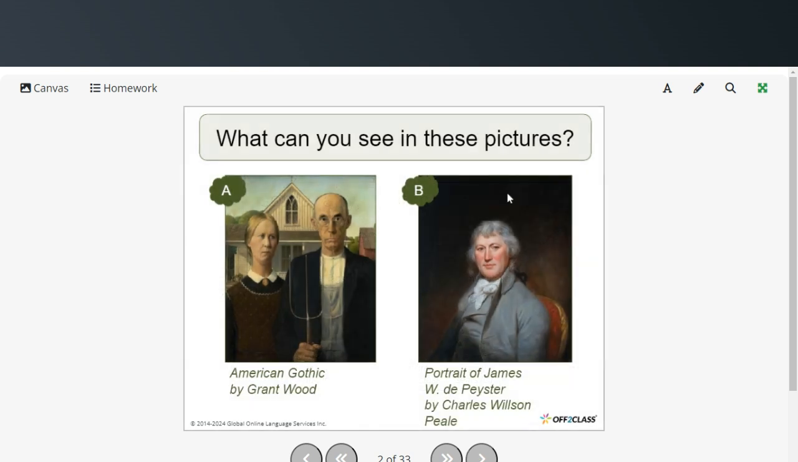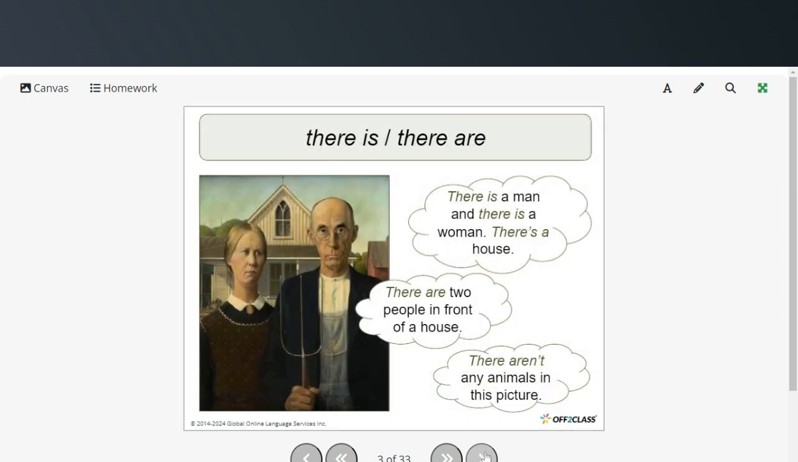So what can you see in these pictures? There is a man, there is a woman, there is a house. Here we have, there is a man in this picture also. So there is a man and there is a woman, there's a house, there are two people in front of a house, and there aren't any animals in this picture.